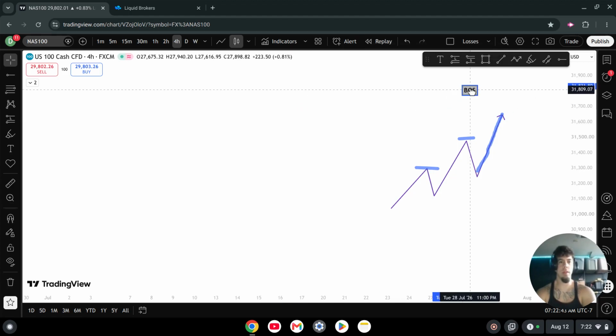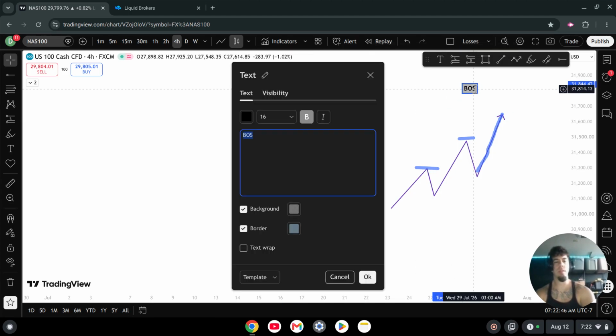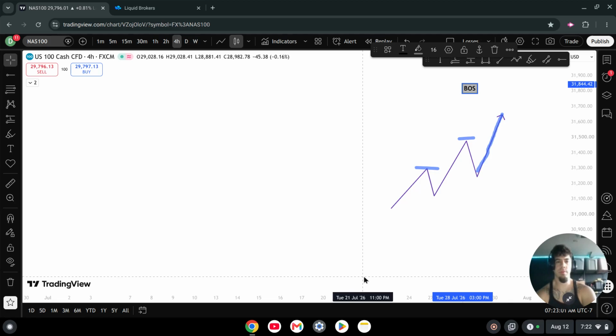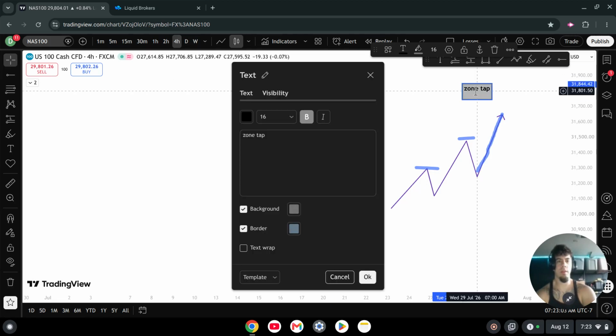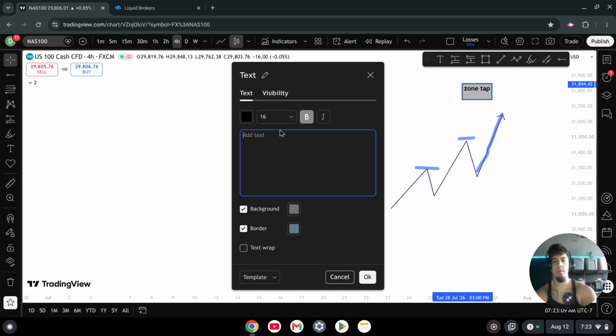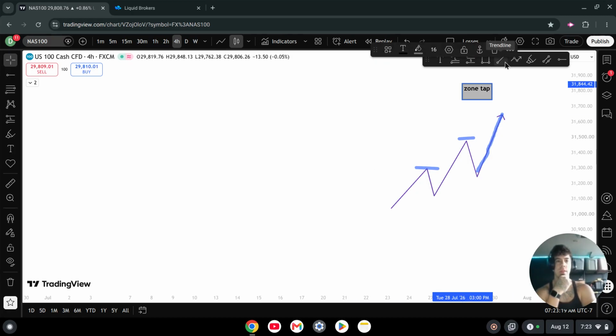Let's put this on the screen here. Step one would be a break of structure, and step two would be a zone tap. It's that simple. Zone tap.